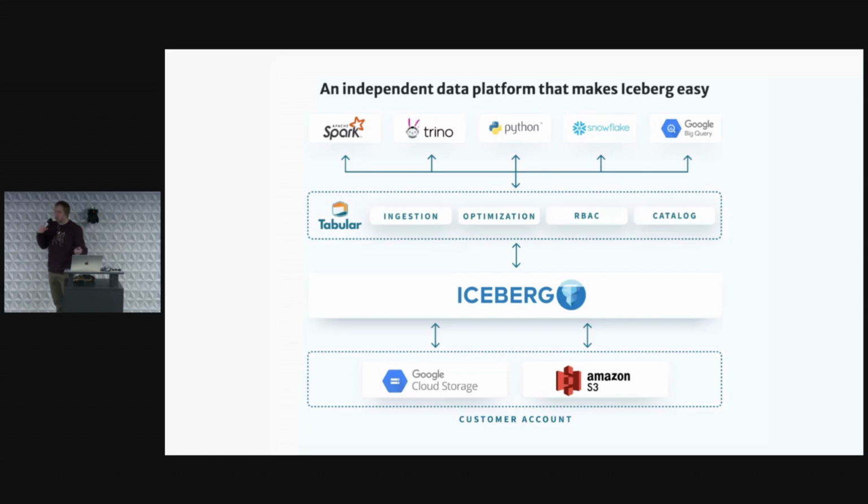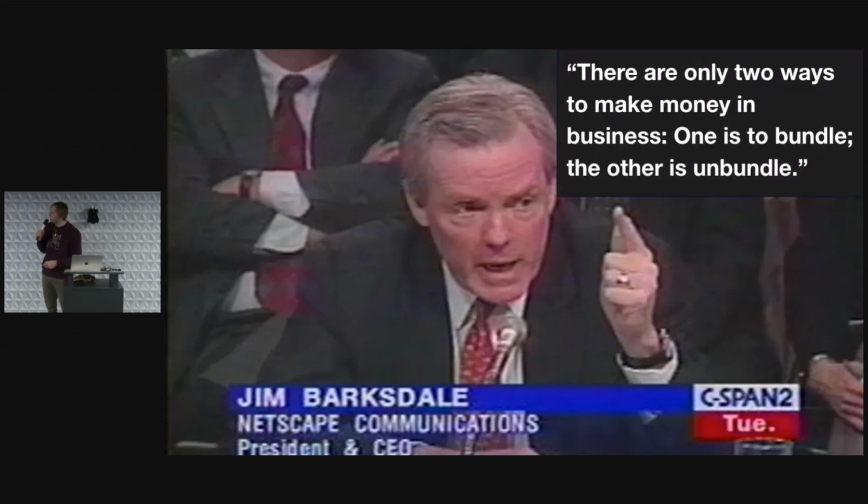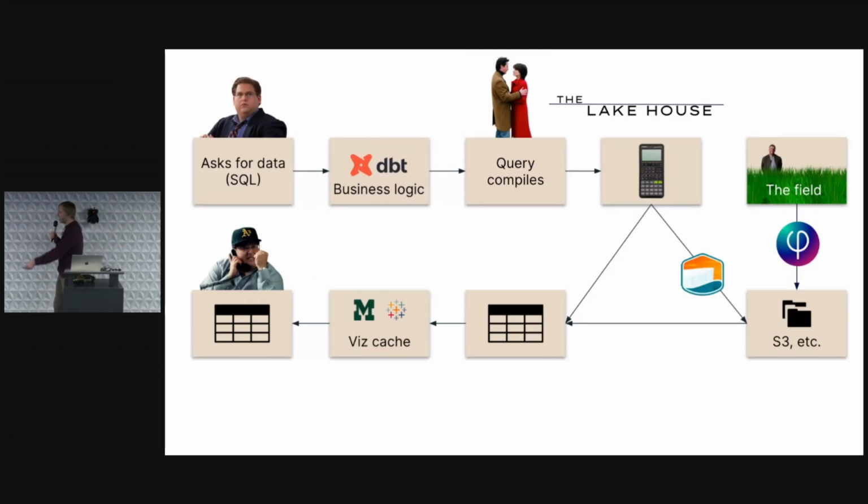And so there's this famous quote by this guy. His name is Jim Barksdale. He used to run Netscape and AOL and various other internet things. And he basically said, there's only two ways to make money in business, and really in internet business. One is to bundle things and the other is to unbundle things. And so basically we're in a big phase of unbundling the database. Like this diagram, I don't know where this is. We've taken the whole thing apart.